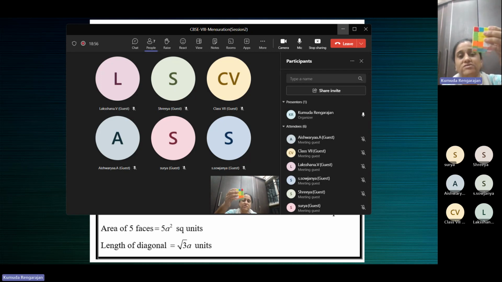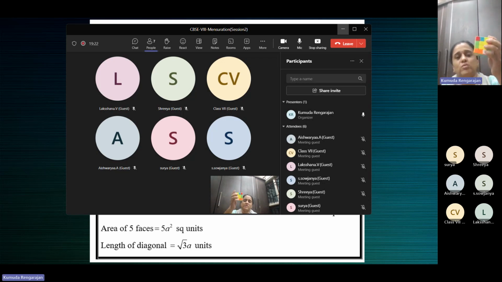Each surface is a square. Top face, bottom face, the side faces, left and right face, front face and back face. Now every face is a square. And we know that the area of a square is a square.